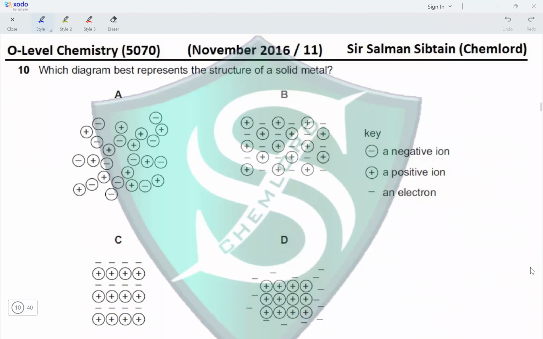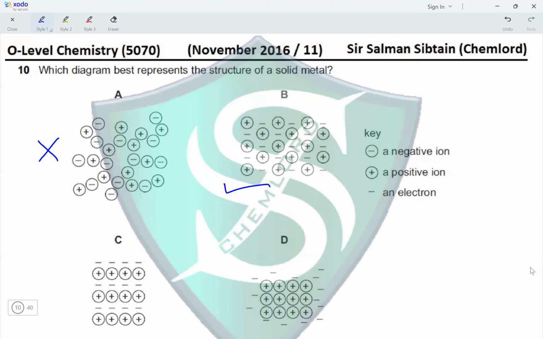Question 10. Which diagram best represents the structure of a solid metal? A metal has a series of positive charges surrounded by a sea of delocalized electrons. So in A, we've got positive and negative ions spread out. This is not the structure of a metal. In B, we have delocalized electrons present in between the positive ions. This is the structure of a metal.